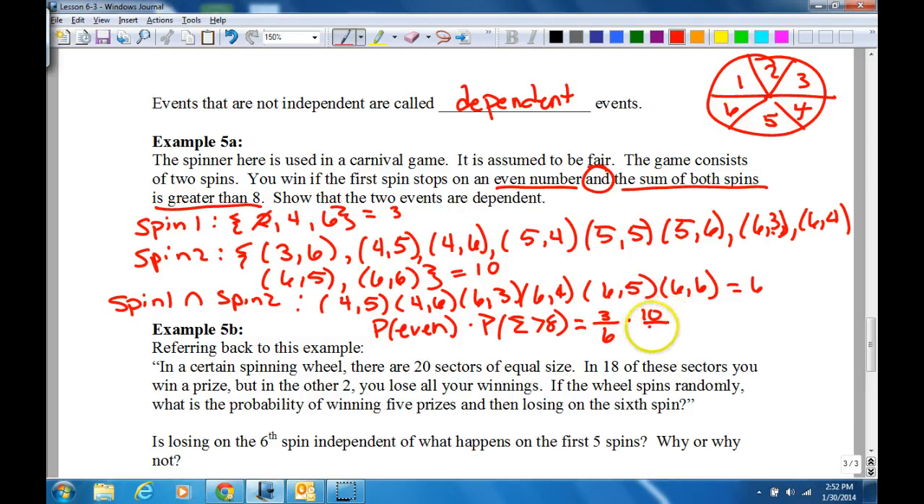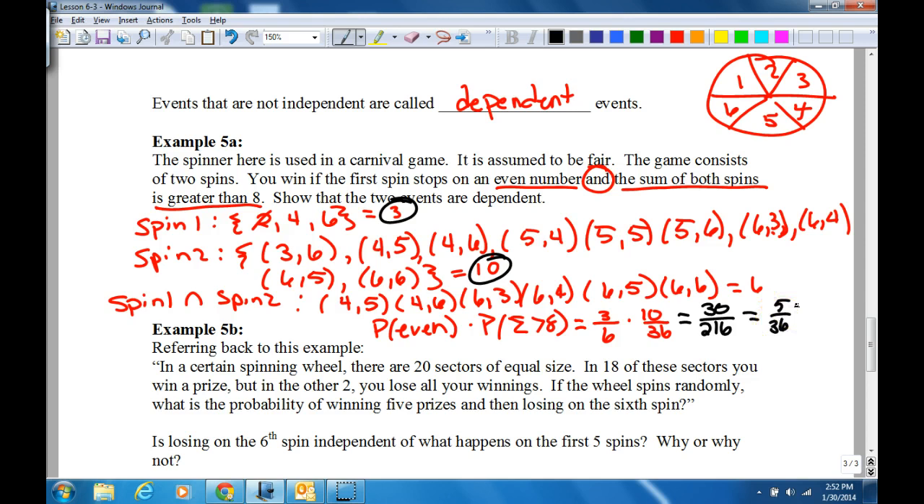Yep, 10 out of 36. Where do you get 10 from? Because we added up, there's 10 right here, right? 10, 3. Okay? And then, if I multiply that together, I get 30 out of 216. Where do you get 36 from? 36 is 6 times 6, because you have 6 possibilities on the first spin and 6 on the second spin. So if I multiply that all out, I get 30 out of 216. And I can reduce that, 15 over 108, or even smaller, 5 over 36.